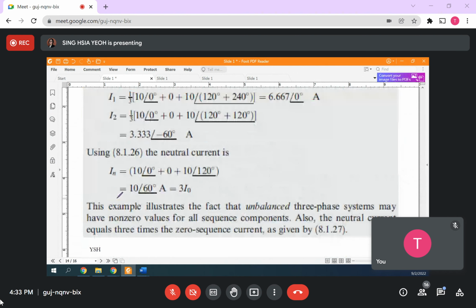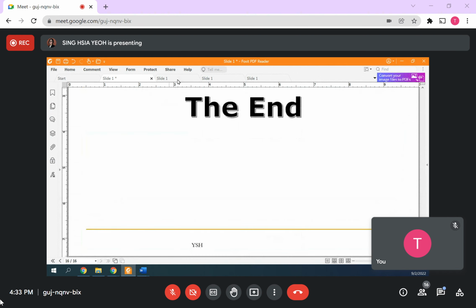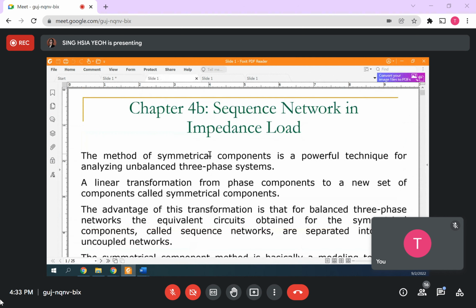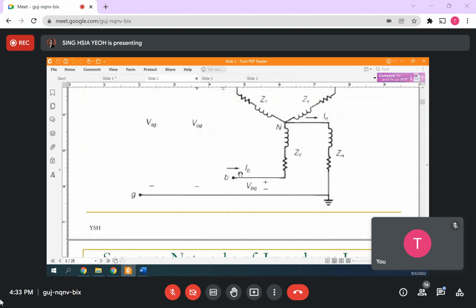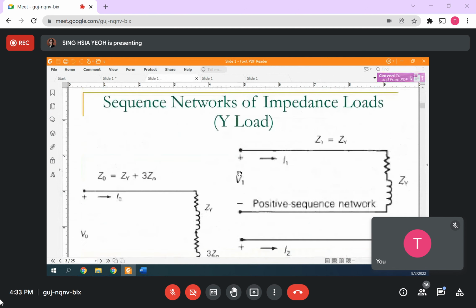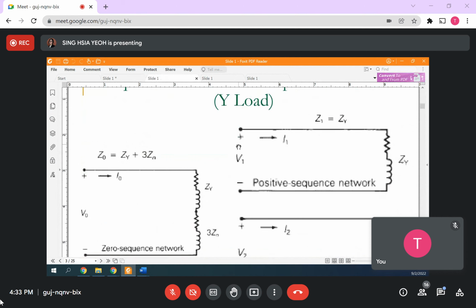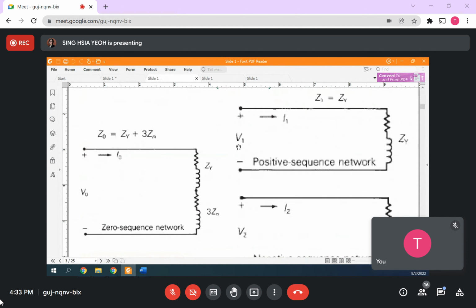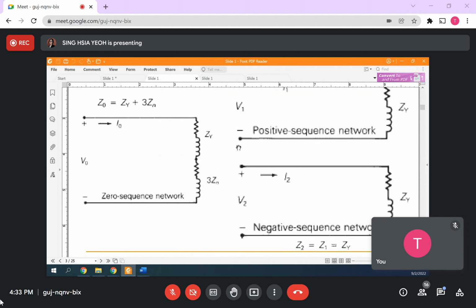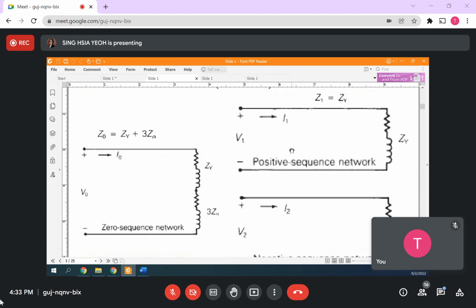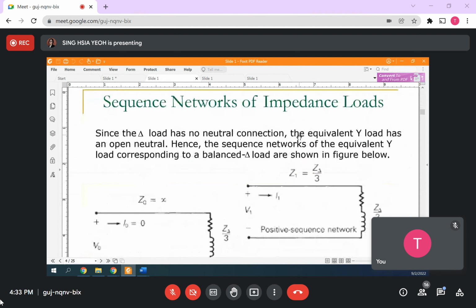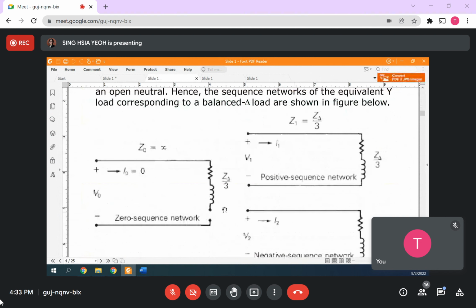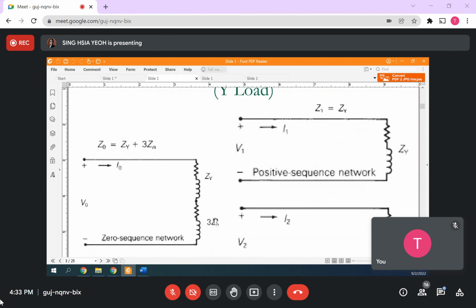Of course it can look complicated. That's the end of 4A. Then the other part, chapter 4B, is more or less some theory, but actually not very important. The important thing is here only: the Y load, and this one is for the delta load. For the delta load, your zero sequence will be open because you don't have a neutral. For the Y load, you need to have another.